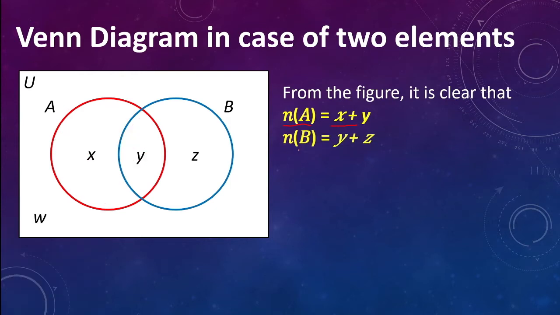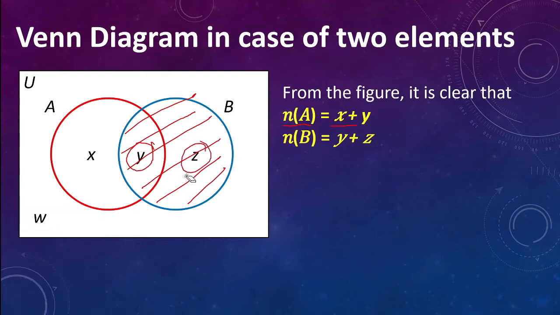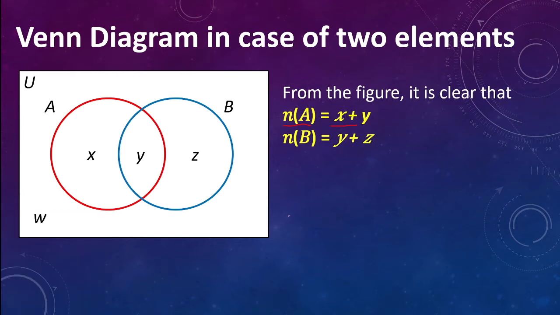For the cardinality of set B, it is equal to y plus z. So, for set B, ito yung sakop ng set B. So, para mabilang mo yung elements niya, you have to add the values for y and z. The cardinality of A intersection B is equal to z. So, this represents the number of elements for the intersection of the two sets.